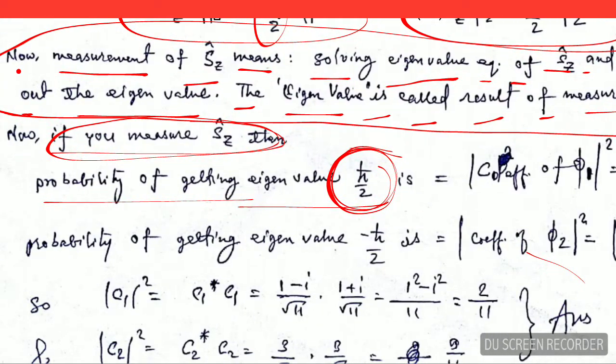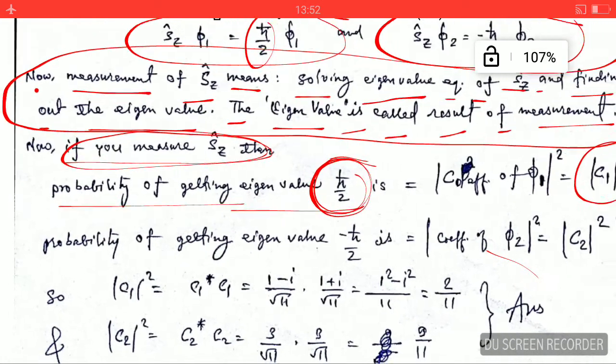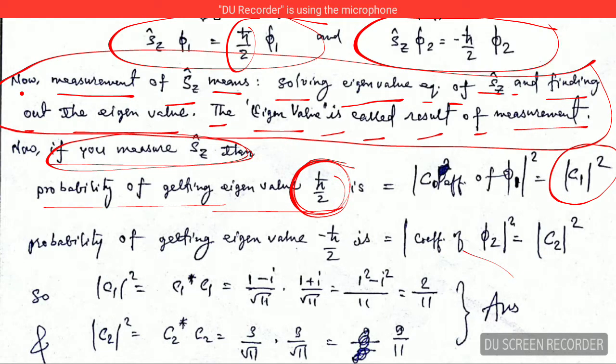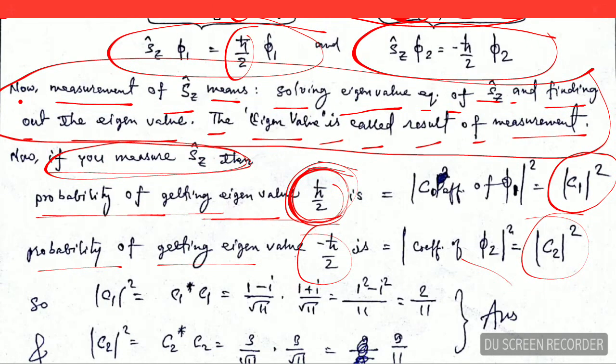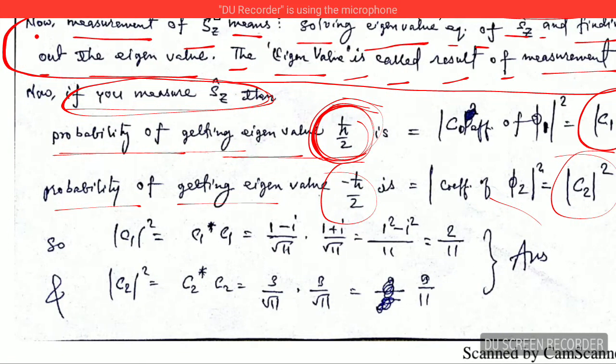So you have to remember all these ways of finding things in quantum mechanics. The probability of getting the eigenvalue h naught over 2 is equal to the coefficient of phi 1 whole square, and that is equal to c1 square. And the probability of getting the eigenvalue minus h naught over 2 is equal to the coefficient of phi 2 squared, and that is equal to this much. So now let's calculate c1 square.